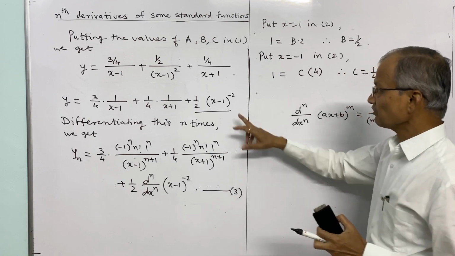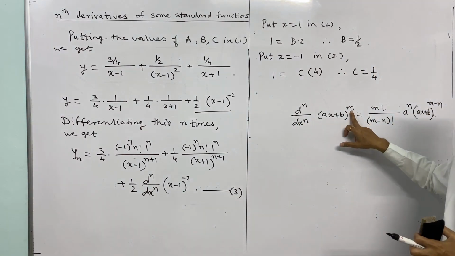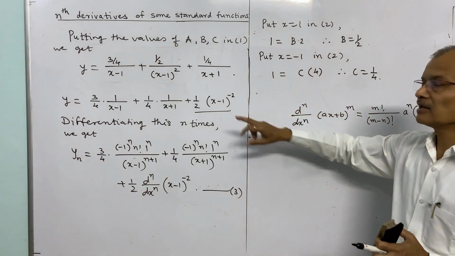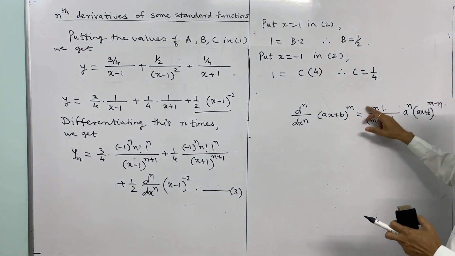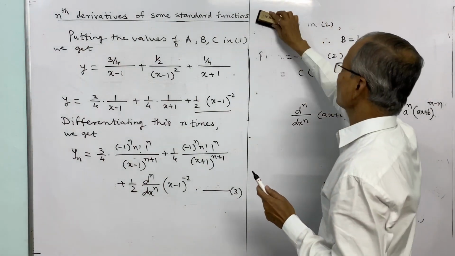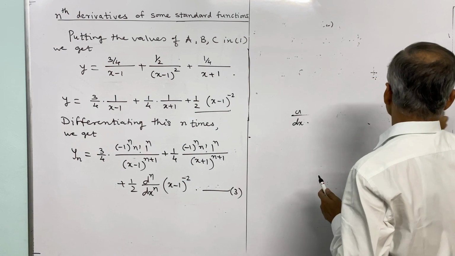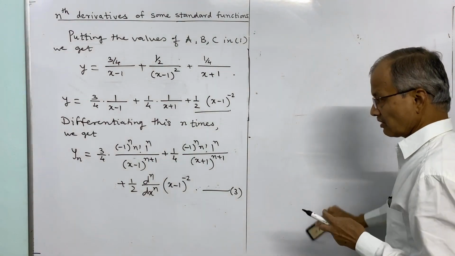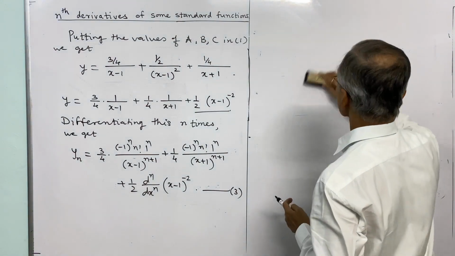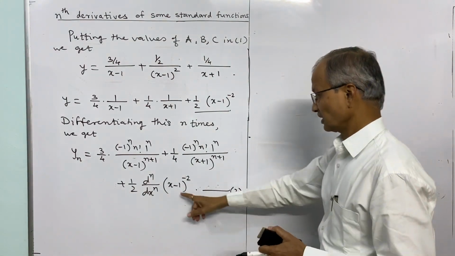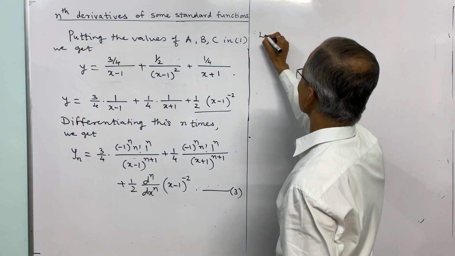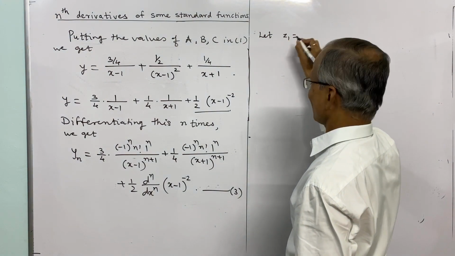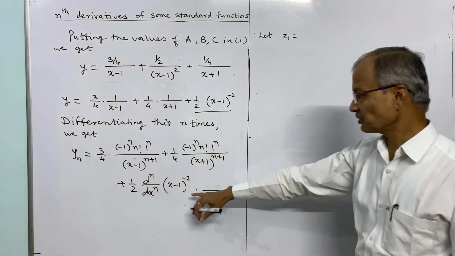Because we can't use the formula directly, since m here is negative, and negative factorial is not defined. So therefore we have to obtain it separately. For that purpose, we shall suppose, say, z1 is equal to this function as z. Let, because y is used and x is also used, we suppose this as z.